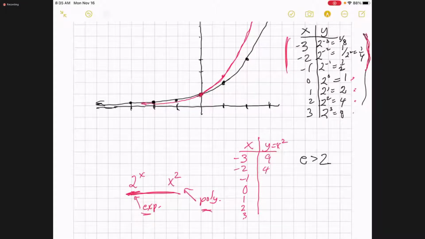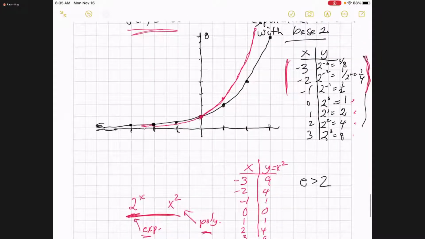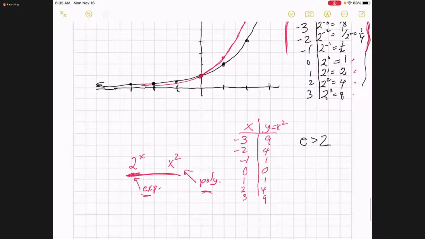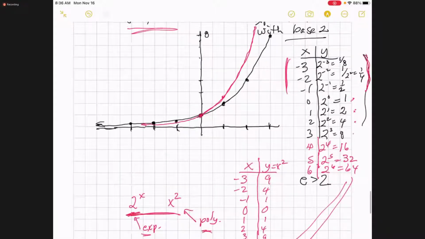Let's see. So 9, 4, 1, 0, 1, 4, 9. Now, they've gone out further, I guess. Let's see, 4 here, 5. Let's see, so 4 here. The same. By the time you get to 5, though, that's 25. 36, 6 over here. 2 to the 6 is 64. But these numbers are growing a lot faster than those numbers. You have to go out a ways to see it.